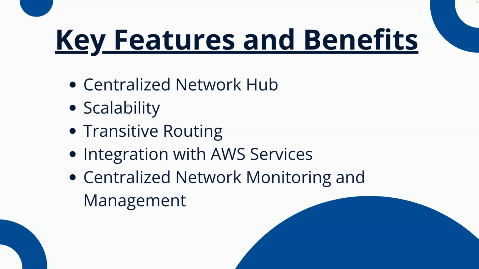The other key benefit is also transitive routing. With AWS Transit Gateway, you can establish transitive routing between interconnected networks, and that's allowing traffic to flow between various VPCs and on-premises environments without the need for any complex peering relationships.